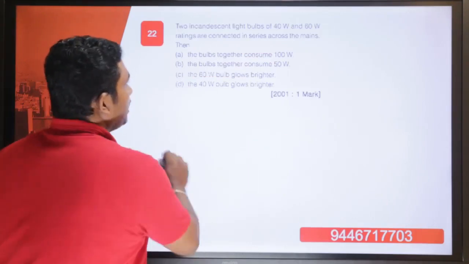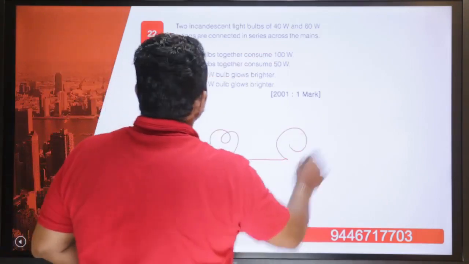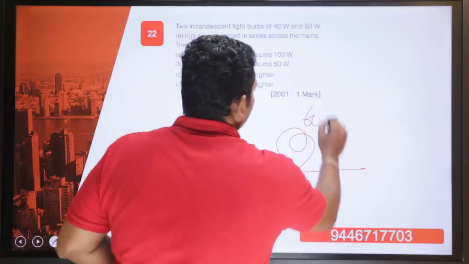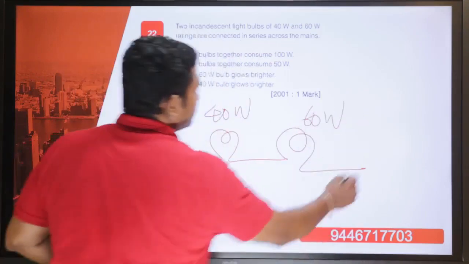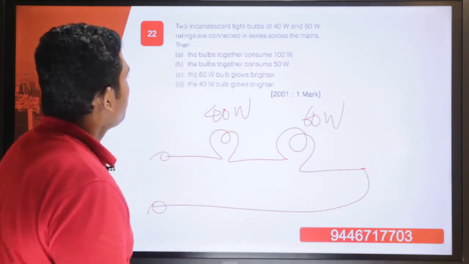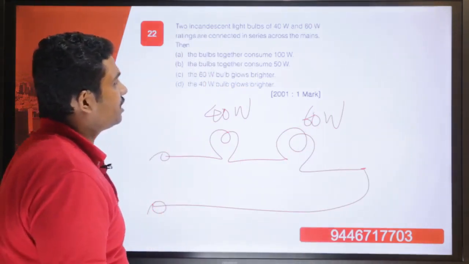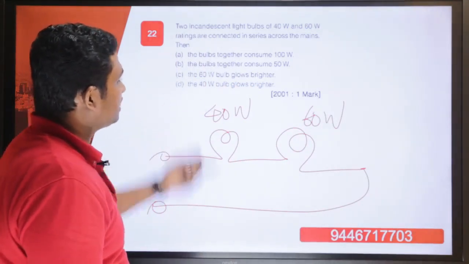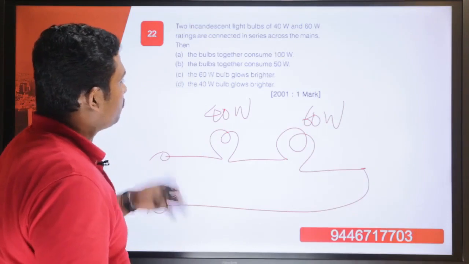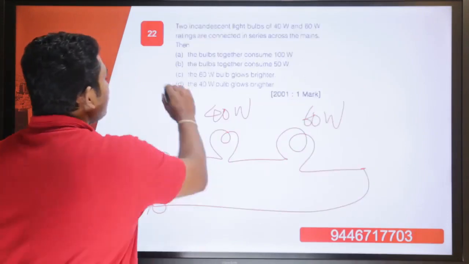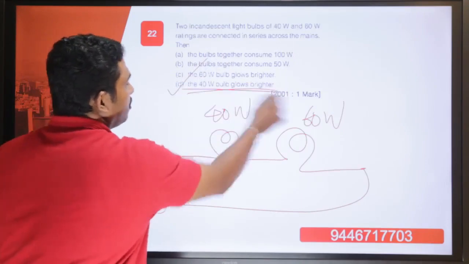Two incandescent light bulbs, 40 watt and 60 watt ratings, are connected in series across the mains. Then the bulbs together consume 100 watts; the bulbs together consume 50 watts; the 60 watt bulb glows brighter; the 40 watt bulb glows brighter. For this question, our answer is D. The 40 watt bulb will glow brighter.